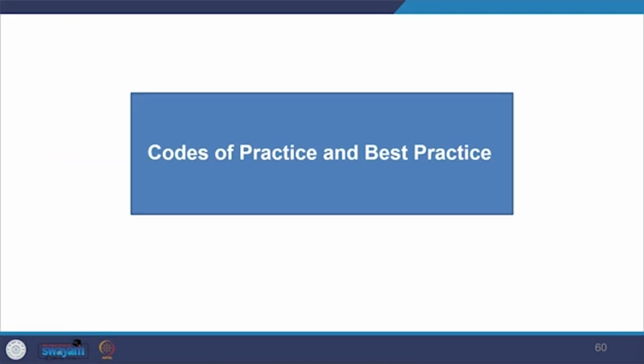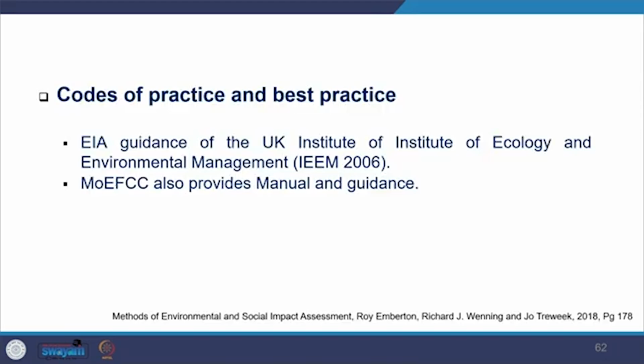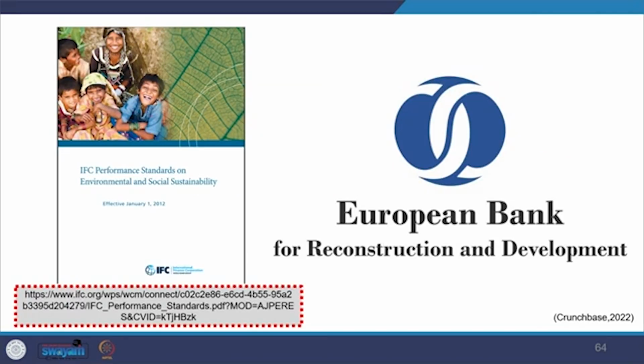Now looking at codes of practice and best practices. You will find a number of ecological codes of practice and best practice guidelines, such as the EIA guidelines of the UK Institute of Ecology and Environmental Management. MOEFCC in India also provides manuals and guidelines for various sectors, with all this information given. You can use these for EIA purposes. At the international level, you can also find IFC.